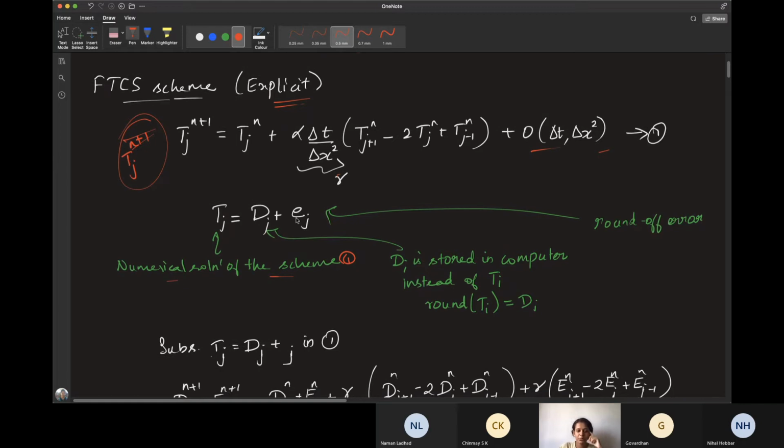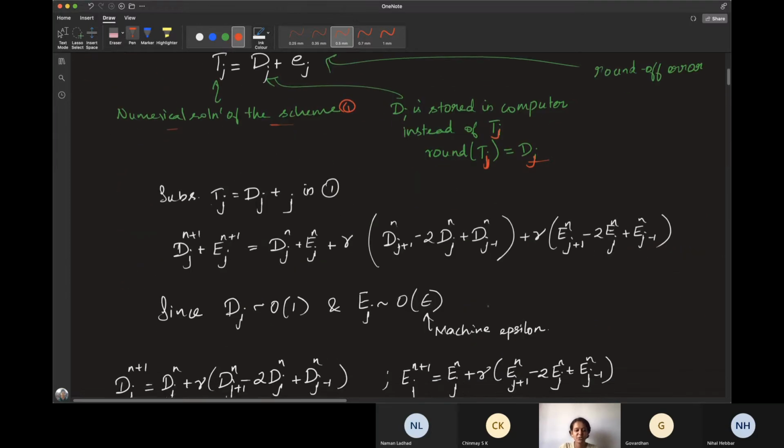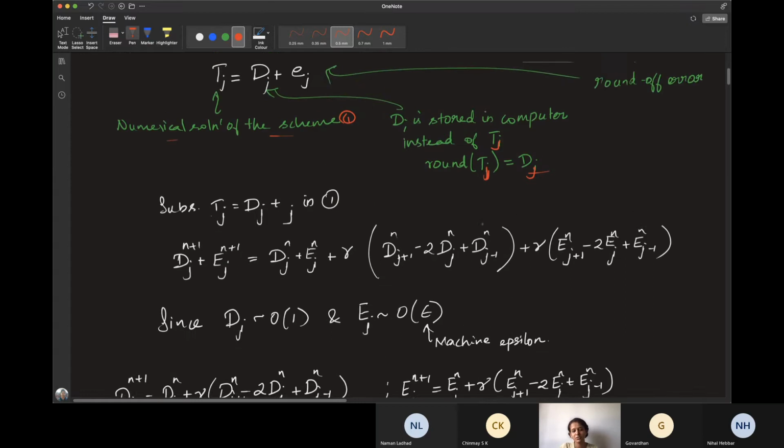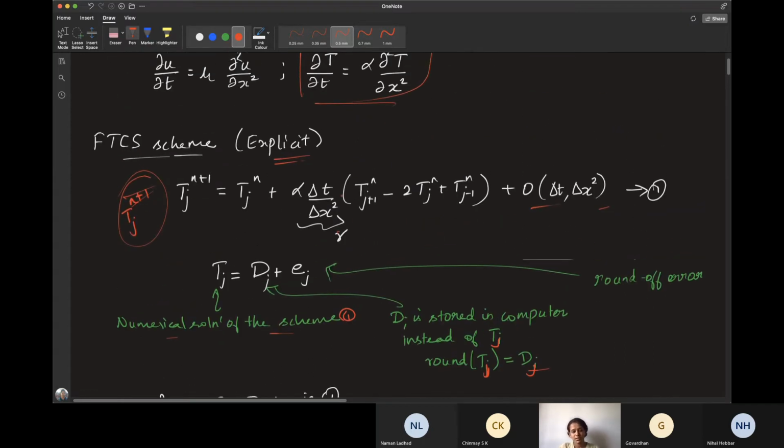Now when you put it in the computer, it will actually be Dj. Sorry, these are all j's, okay? And from now on, instead of i, I'll be using j, because in stability we'll have imaginary terms coming up, and for that we'll require i. So I'll be using j's only here.